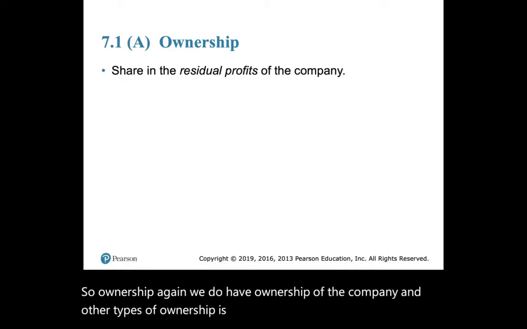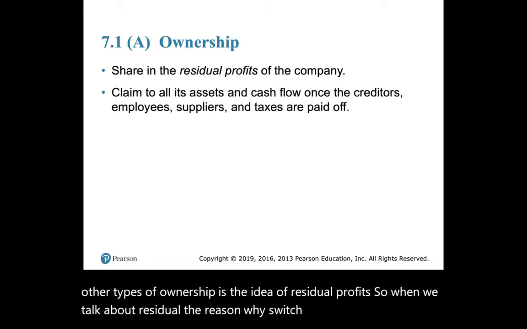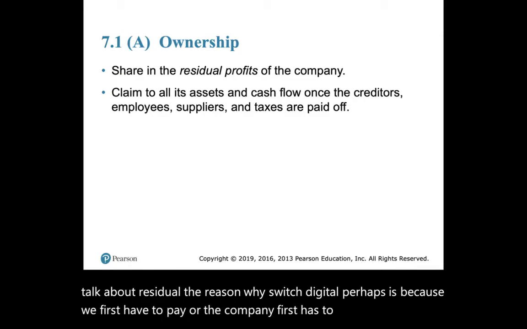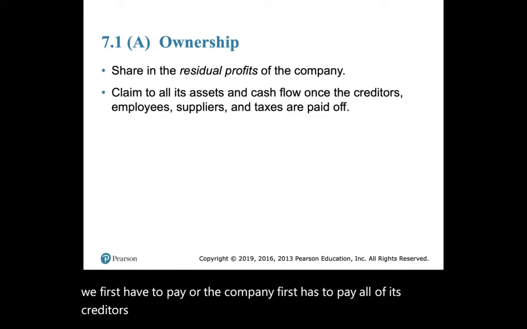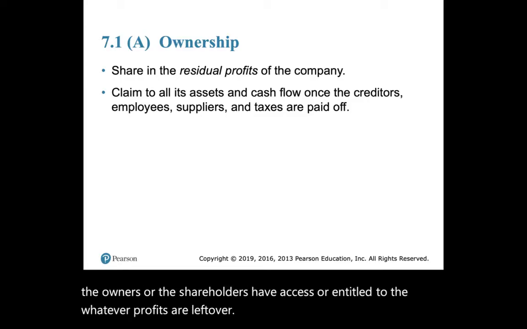So ownership, again, we do have ownership of the company, and another type of ownership is the idea of residual profits. The reason why it's residual is because the company first has to pay all of its creditors, employees, basically all its liabilities first. Then finally, the owners or the shareholders are entitled to whatever profits are left over. Okay, so this is what we mean by residual profits.